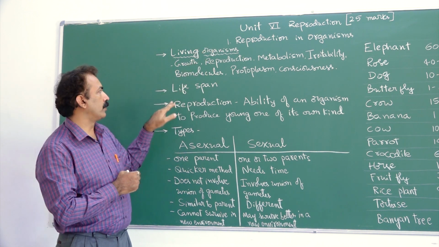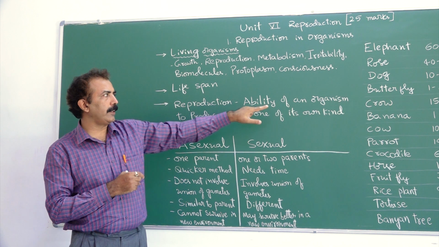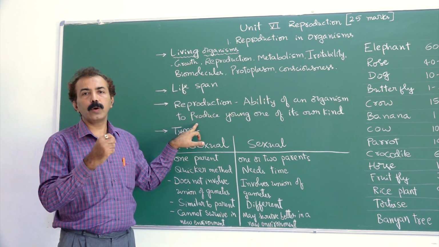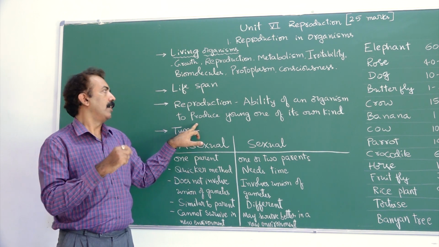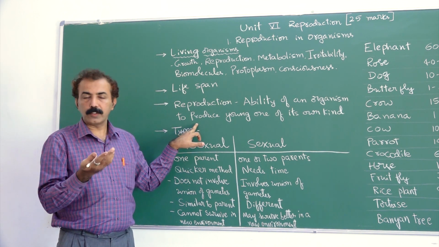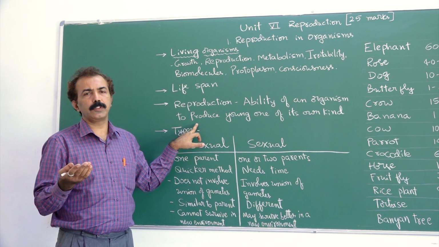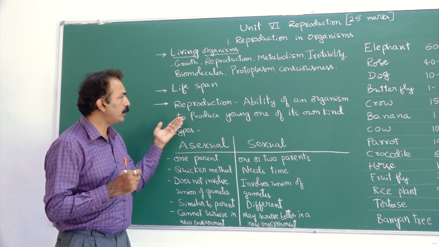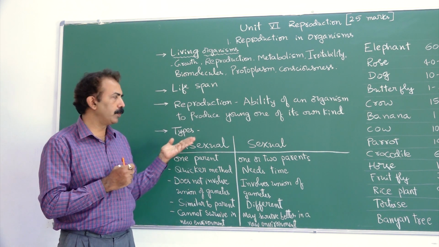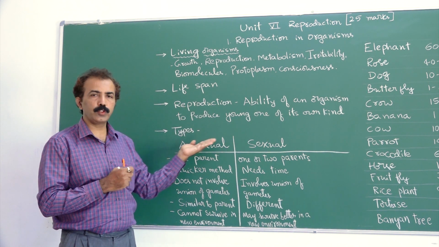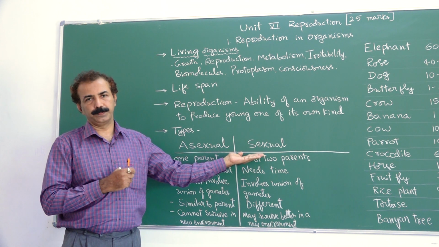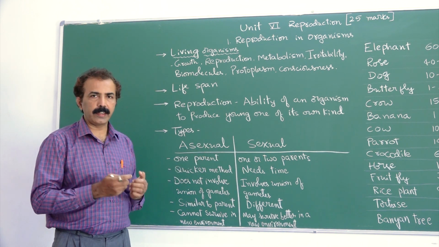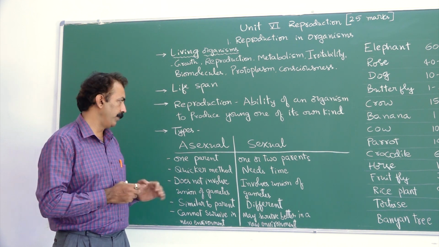So, what is reproduction? Reproduction is the ability of an organism to produce young ones of its own kind. Every living organism has to reproduce, but I told you some exceptions: hybrids don't reproduce. What are the two types of reproduction? There are two types, asexual reproduction and sexual reproduction. Each method has its own advantages and disadvantages. Let us make a comparison.